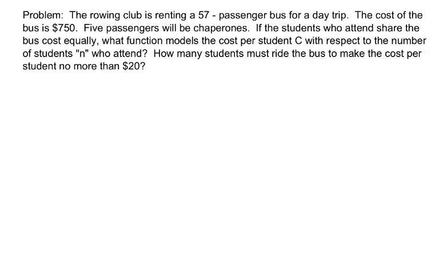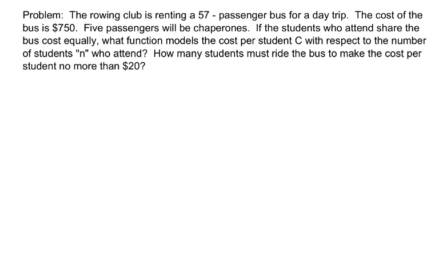Now let's do a real-world application problem where we're going to have to find the point of intersection between two graphs. The rowing club is renting a 57-passenger bus for the day. The cost of the bus is $750. 5 passengers will be chaperones. If the students who attend share the bus cost equally, what function models the cost per student C with respect to the number of students N who attend? How many students must ride the bus to make the cost per student no more than $20?